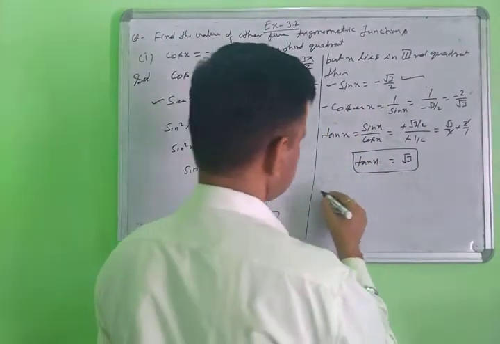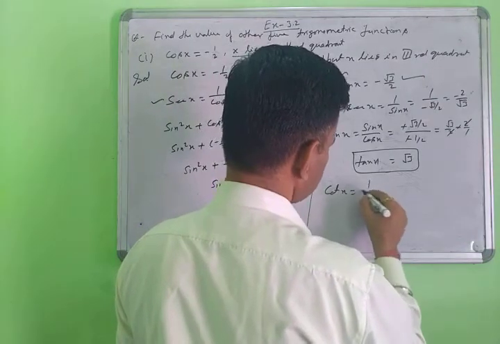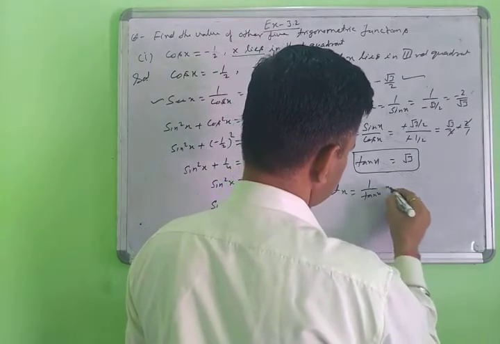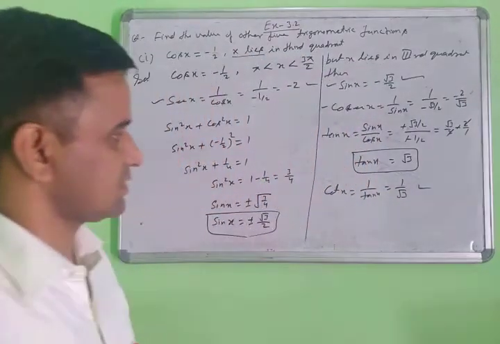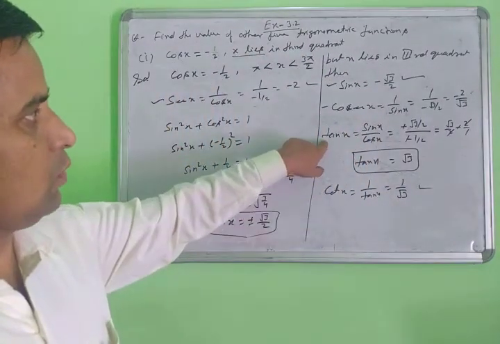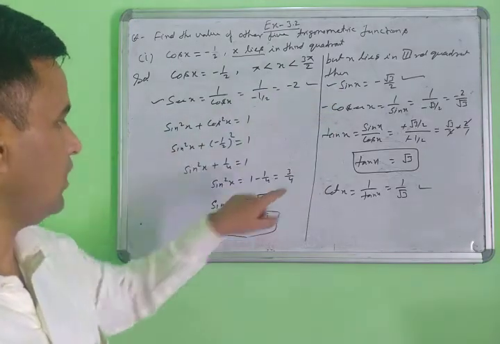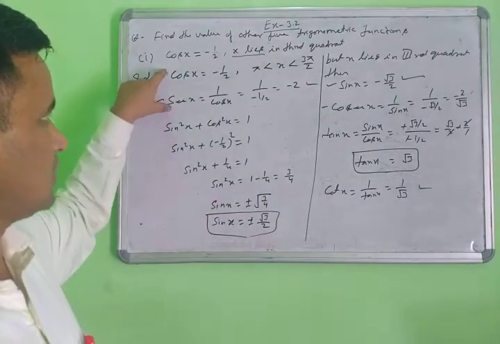Next cot x. Cot x equal to 1 upon tan x. This is equal to 1 upon root 3. This is the value of cot x. So cot x, tan x 2, sin x, cos x 4, and sec x, cosec x 6.